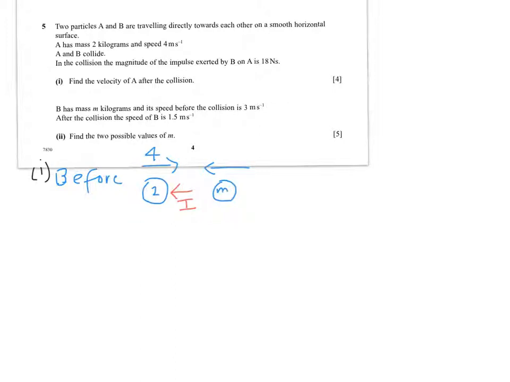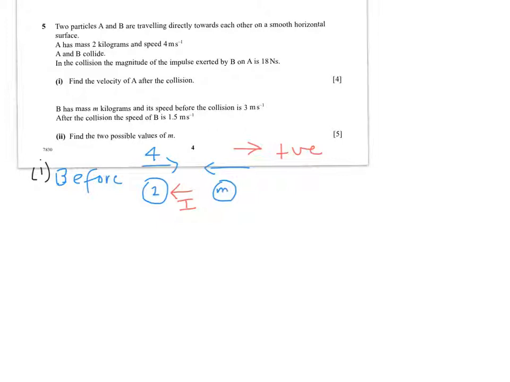They are colliding. B has mass m, don't know its mass yet, and it's a head-on collision, so its direction vector is to the left. So I'm going to be taking everything to the right as positive. It's important that we are sure about which is our positive direction. So in part 1 we're told that the magnitude of the impulse exerted by B on A is 18 newton seconds. That's B on A.